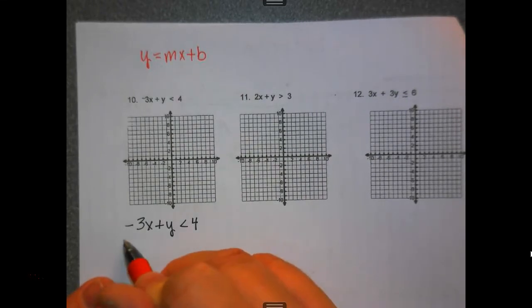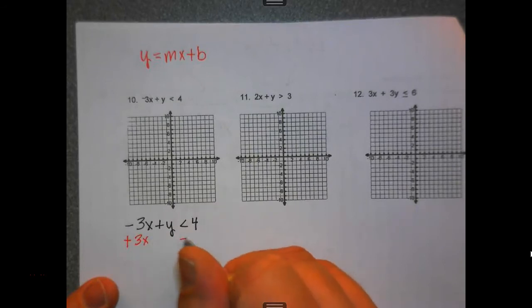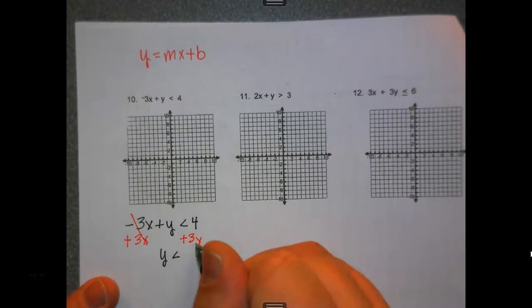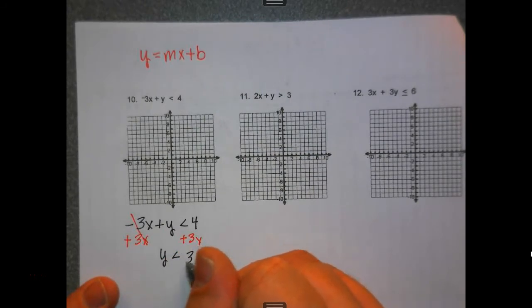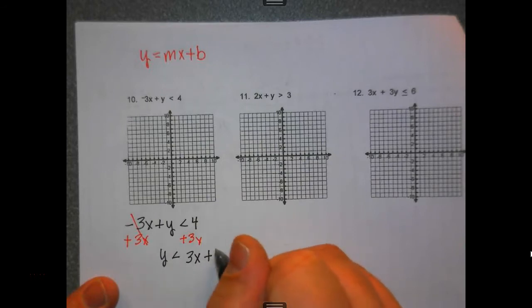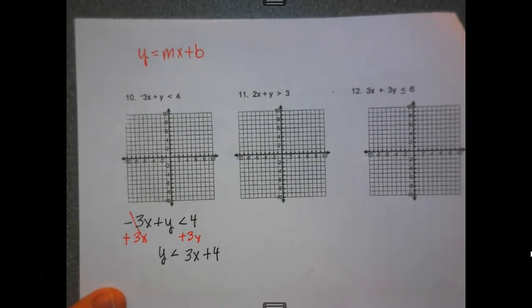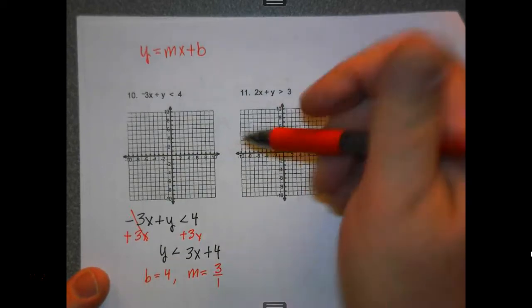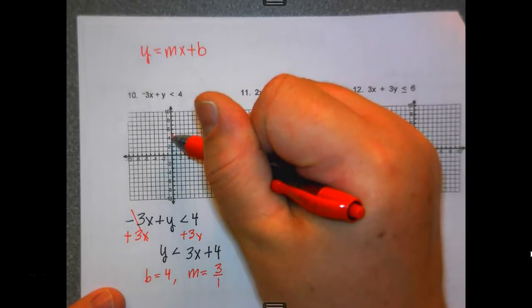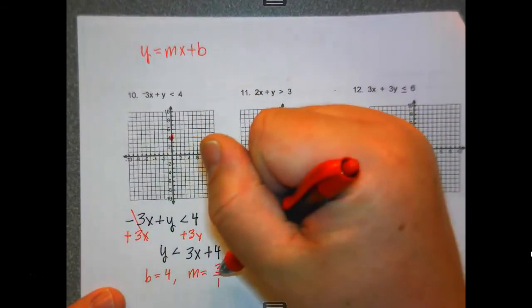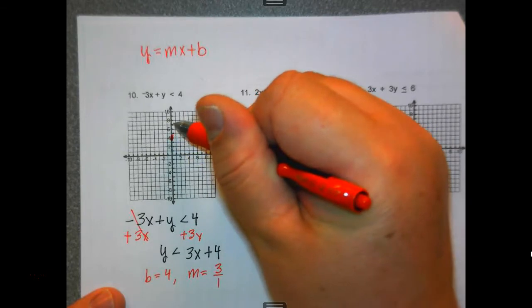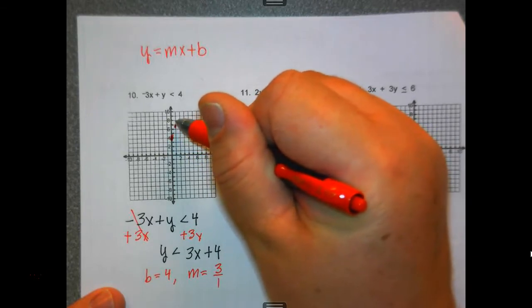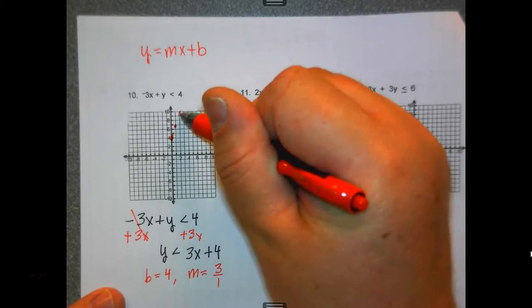So here I'm going to add 3x to both sides. These add up to 0. I get y, and I'm going to put my x term first. So I have a positive 3x and a positive 4. So my b is 4. My slope is 3, or 3 over 1. So I start at my y equal 4, up 3, 1, 2, 3, to the right 1.